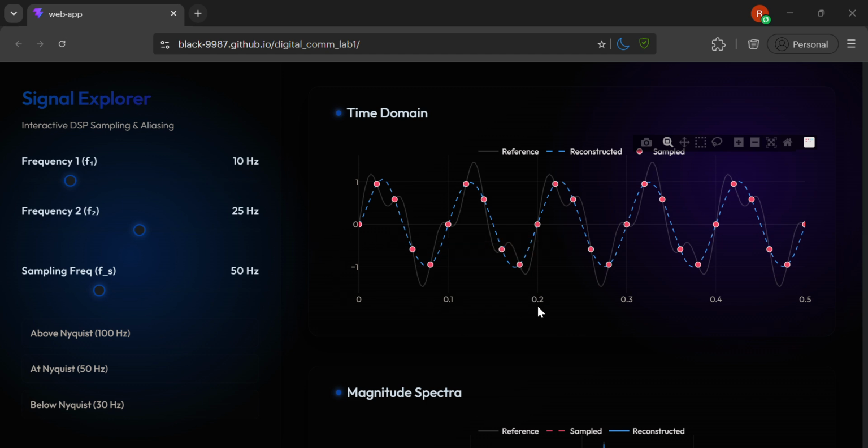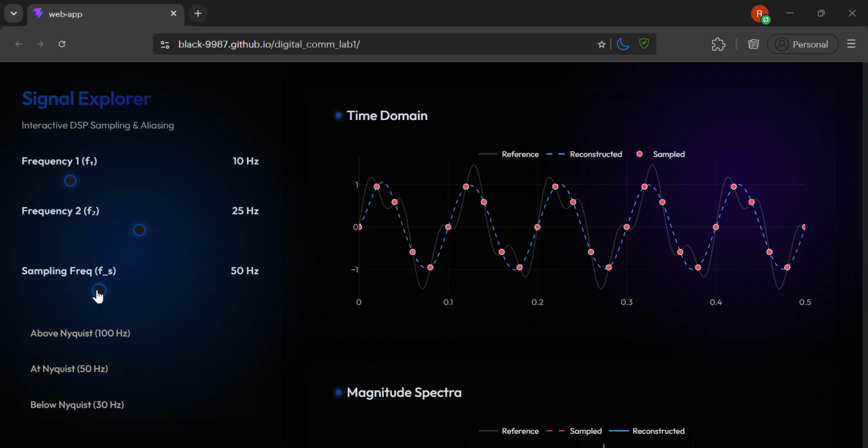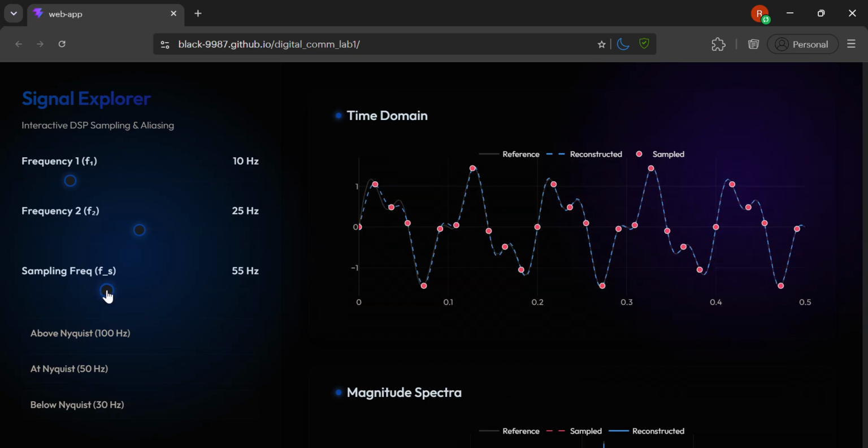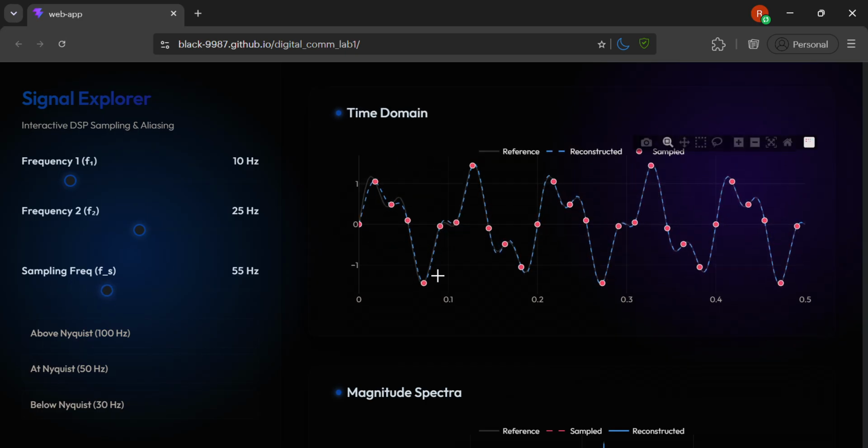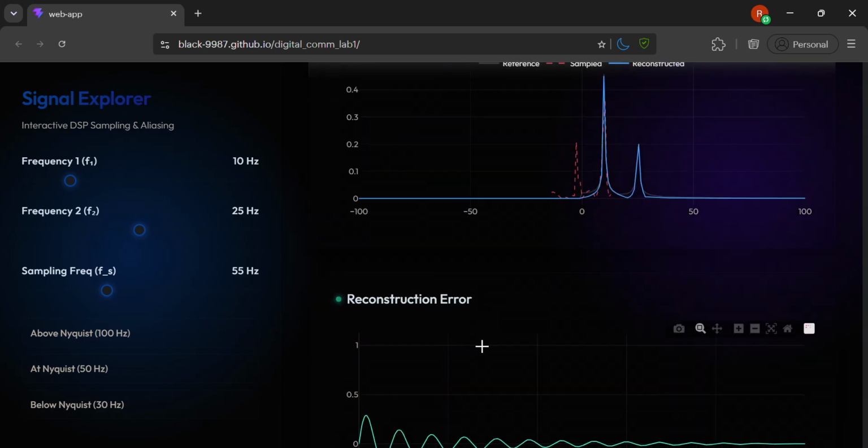Instead of only looking at the theoretical results, we can change the input values from here, and we can see the change in graphs immediately at the same time.